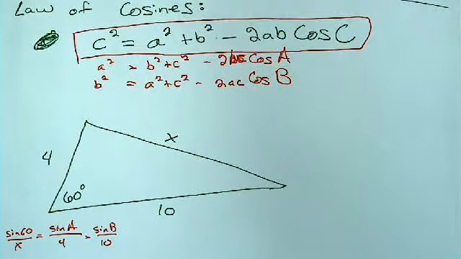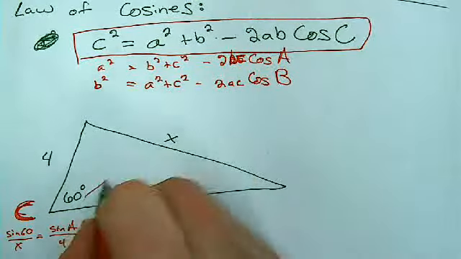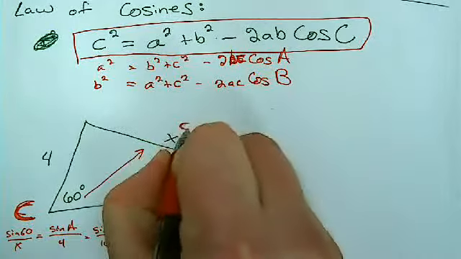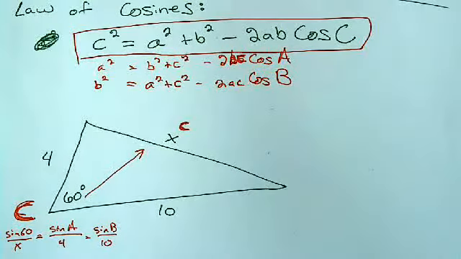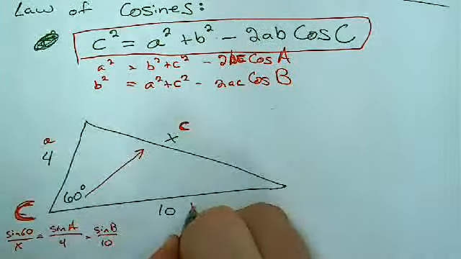Now, when I say pick your C, you either have an angle or you want an angle. That's your angle C. So in this case, that's the 60. So the side opposite it is little c. And my a and b are interchangeable. So we'll call the 4 a and the 10 b.